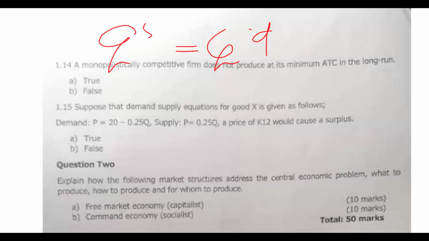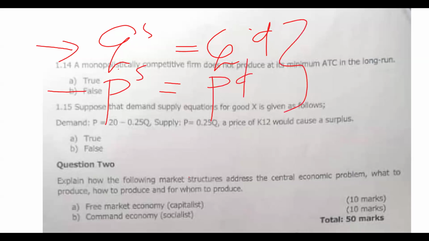I'll talk about the concept of consumer surplus and producer surplus, but for now, let's talk about this. We are saying that we are given the supply function and the demand function. So when you're asked or required to find the equilibrium price and the equilibrium quantity, you just need to understand these two points. At equilibrium, the quantity supplied equals the quantity demanded, and the price for supply is equal to the price for demand. If you have these two, then you are okay.